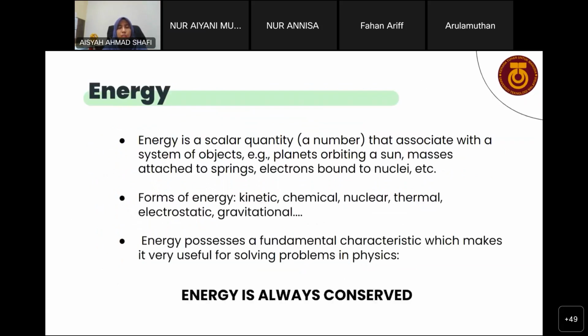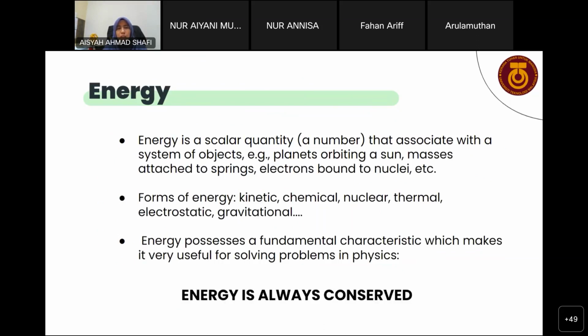So energy is a scalar quantity that is associated with a system of objects. For example, a planet orbiting a sun, masses attached to a spring. Each of these systems has energy in it. There are several forms of energy: kinetic, chemical, nuclear, thermal, electrostatic, gravitational.